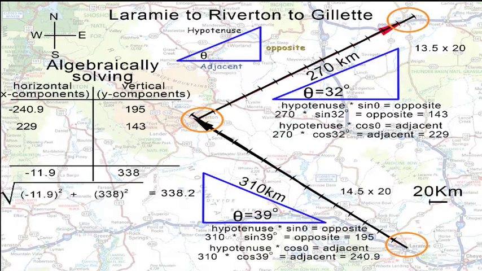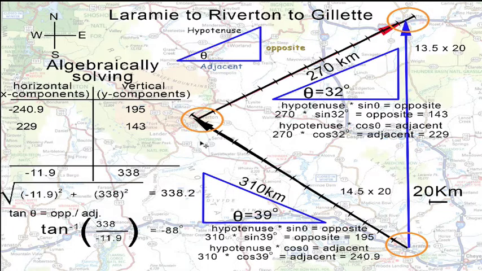When we do the square root, we do a squared plus b squared and we get c squared. So the resultant vector, which is this blue vector right here, is going to be 338 kilometers long. Then what we have to do is find our angle. We do our angle using tangent, and we get negative 88 degrees.